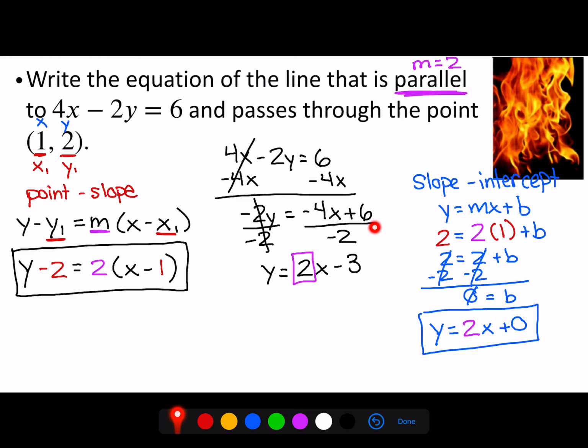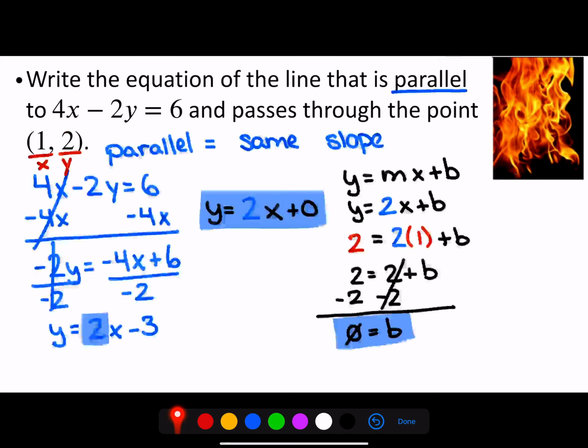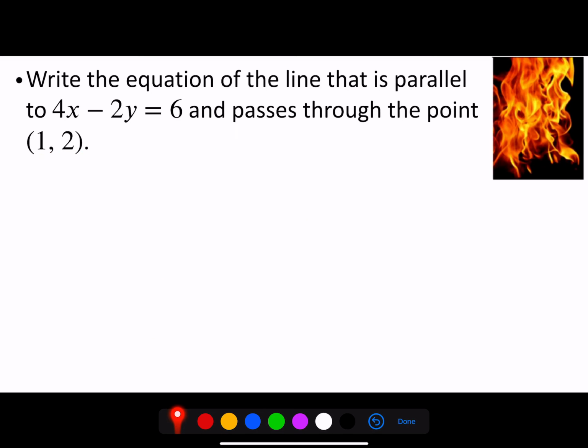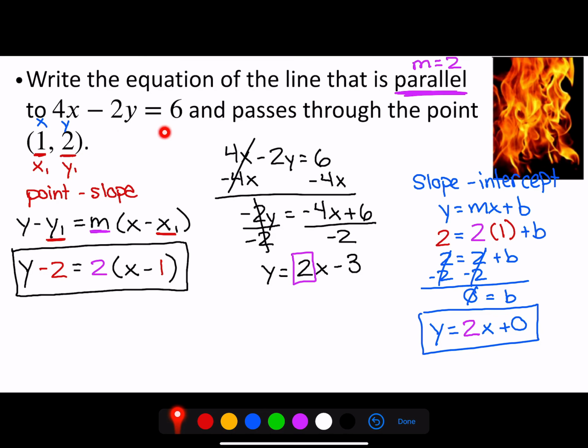Now again, this middle equation right here was just so that we can find out what the slope is, because if it's parallel, they should have the same slope. If they're perpendicular, they have opposite reciprocal slopes. So that is our answer, and we can see it right here. This is in slope-intercept form. I don't have the point-slope form on this slide. Again, point-slope is right over here.